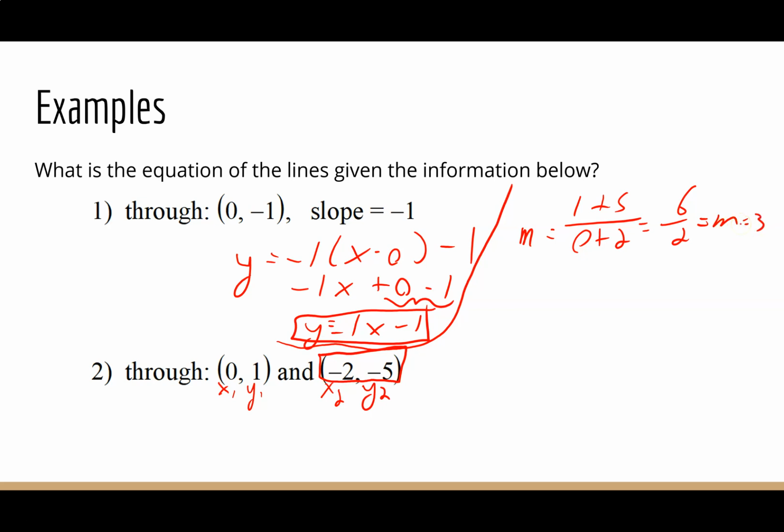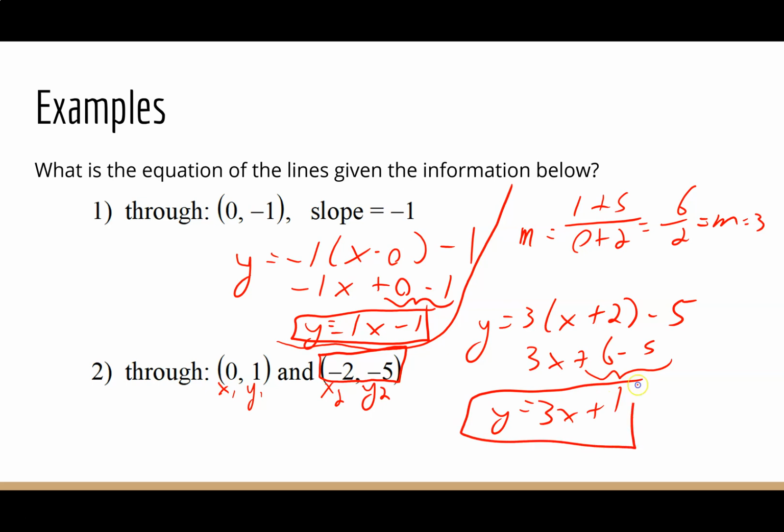Oops, forgot to say m equals 3 over there. So y equals 3(x plus 2) minus 5. So you change the x, keep the y. -2 turned to +2, and y stayed at -5. Distribute the 3. 3x plus 6 minus 5. Combine: 3x plus 1, and done. So it doesn't matter which point you use. You get the same answer using (0, 1) as well. So it's just up to you.